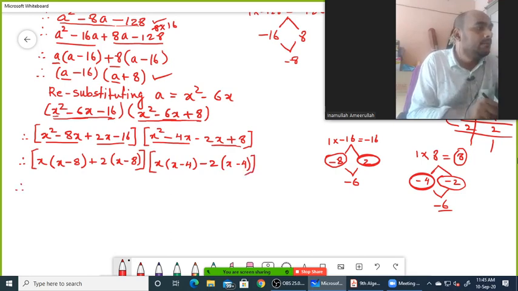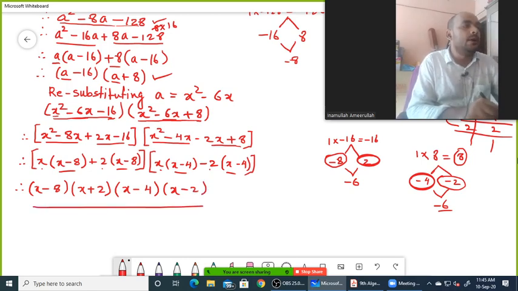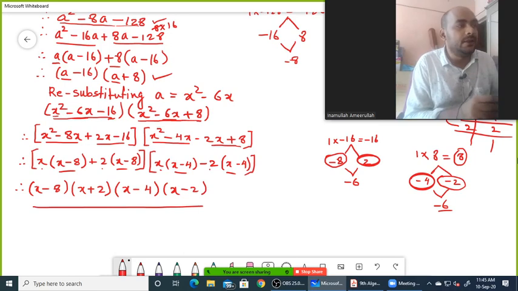Now x minus 8 is the same, so we will write it once. x plus 2 is another bracket. Here x minus 4 can be written once, and x minus 2 will become another factor. So these are the required factors for the given polynomial.